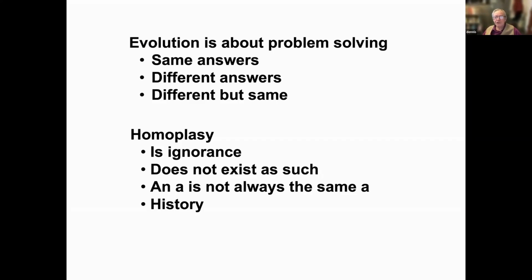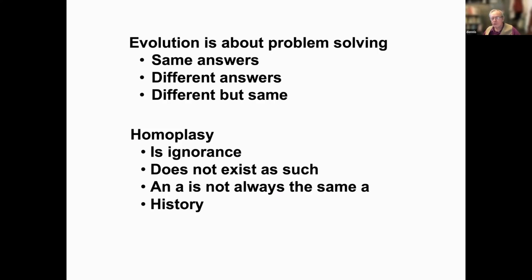So that leads me to this: evolution is about problem solving. Often you get the same answers. Sometimes the answers are different, and sometimes they're different but the same. What do I mean by that? It may be you develop a water conducting tissue that is identical in the way it looks, but different in its development or its origin. When you have things that look the same, but you don't know how they came about, it's called homoplasia in a phylogenetic tree. The same structure in two different places, not identifying something.